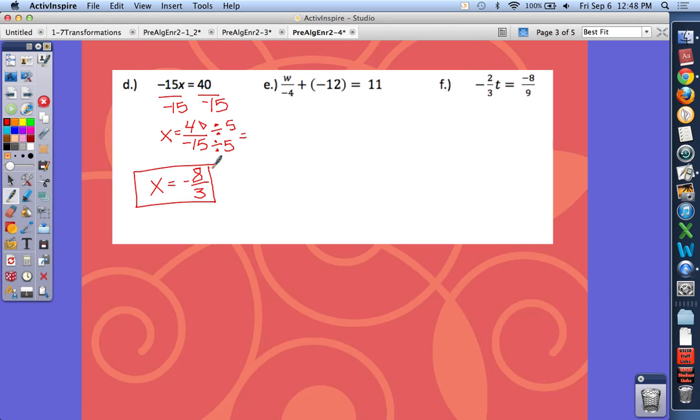I'm giving you guys problems with fractions and decimals because you're in enrichment. If you're looking up in your class right now, they might have more integers and some smaller numbers to work with. You can handle these.